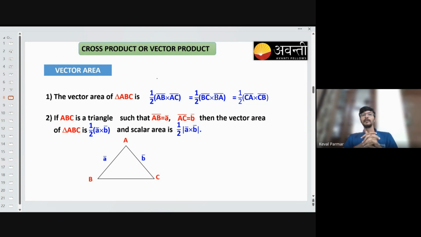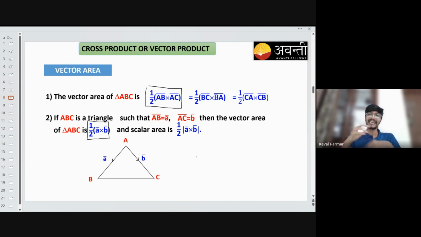So let's say I have a triangle ABC such that AB vector is A vector and AC vector is B vector. Then the area of the triangle will be equal to half into AB vector cross AC vector. Or you can say, since AB vector is A vector and AC vector is B vector, half into A vector cross B vector.